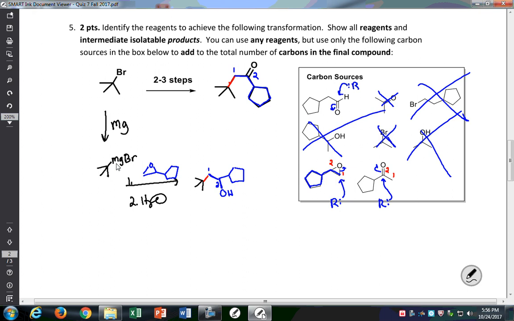Now this isn't our final product because we need to do an oxidation to get the ketone. We can use PCC or chromic acid. We only have one hydrogen, so it doesn't matter. That would work either way.